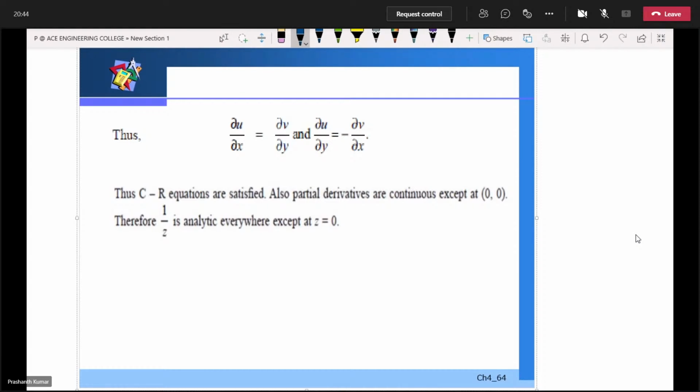Also, partial derivatives are continuous except at (x, y) = (0, 0). Therefore, 1 by z is analytic everywhere except at z is equal to 0, and z is equal to 0 is a singular point. The same question, previous one only, but here 1 by z is given.